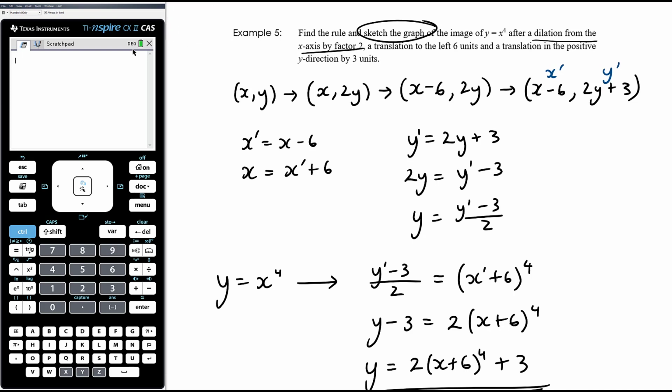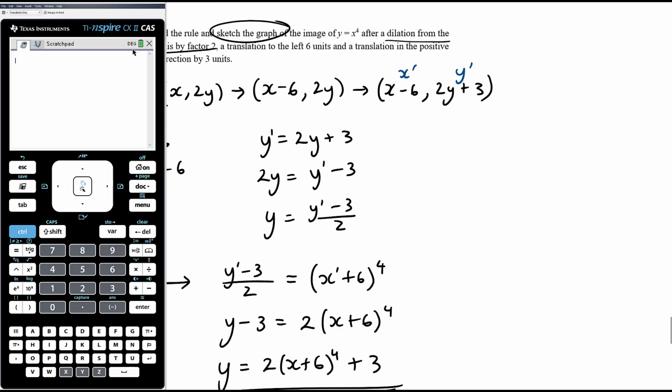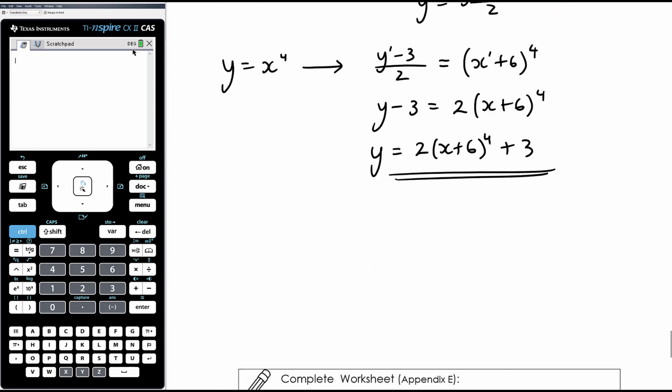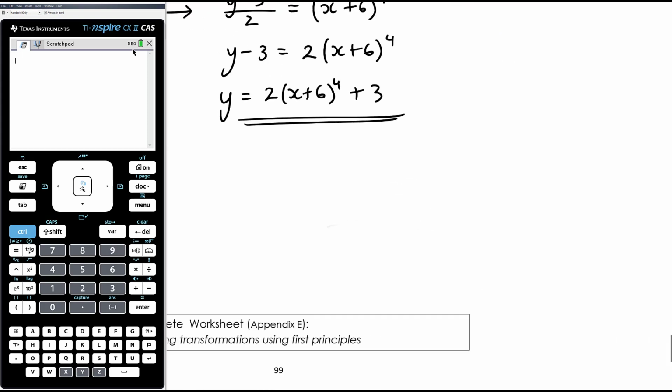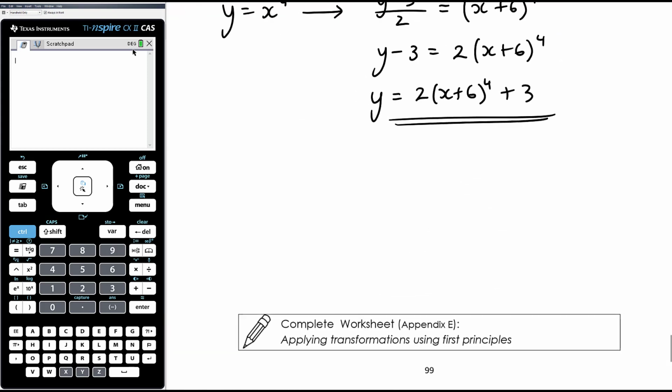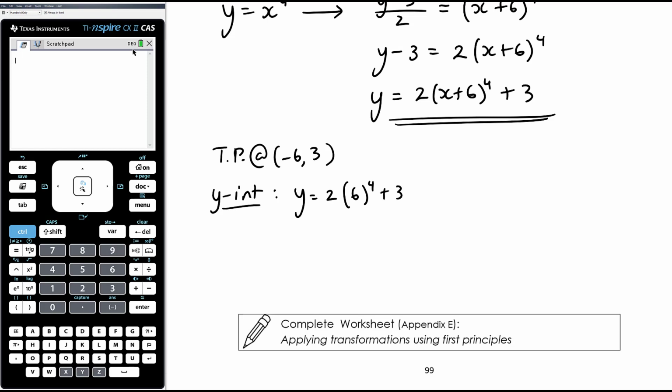So it's definitely not going to cross the x-axis, given what we know. So we're going to have, let's see if we've got room down here, yes we do. Okay, so we want to calculate our y-intercept. So our turning point is at negative 6, 3. Our y-intercept, given the shape, there won't be any x-intercepts. It's a happy-shaped quartic with a turning point above the x-axis, so it won't cross the x-axis. So we just need the y-intercept, 2 times 6 to the power of 4 plus 3.